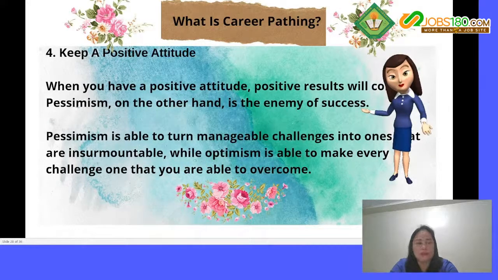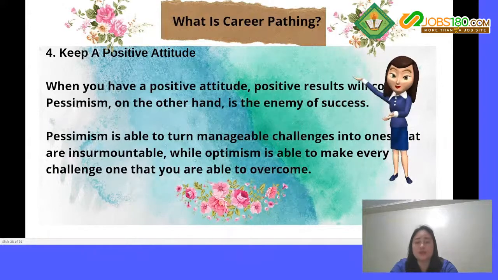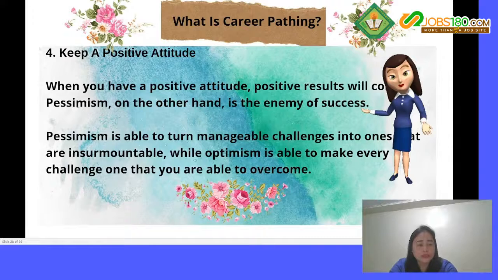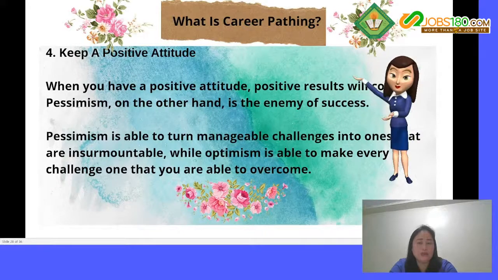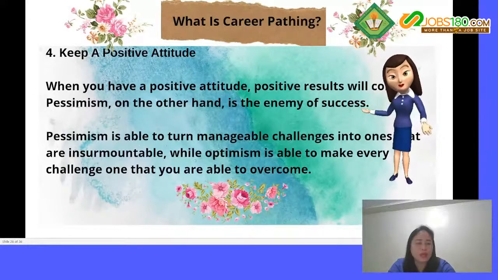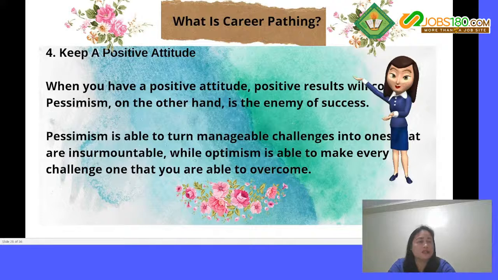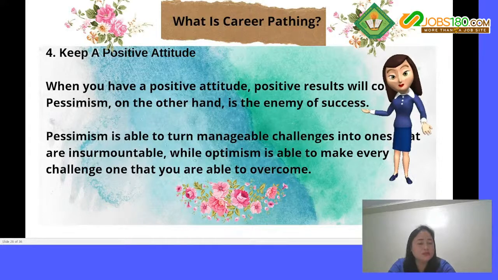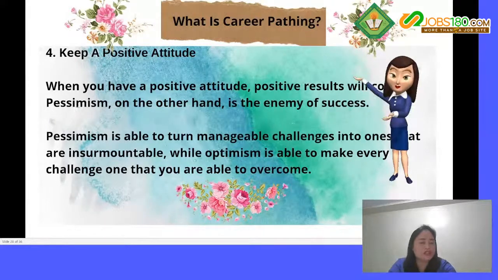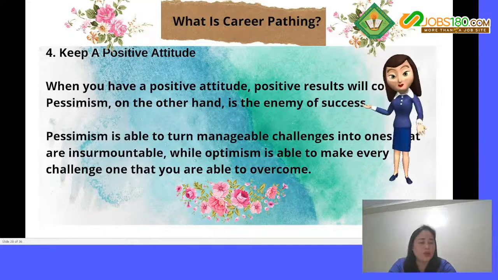Okay. When you have a positive attitude, positive result will come. Pessimism, on the other hand, is the enemy of success. Pessimism is able to turn manageable challenges into ones that are insurmountable, while optimism is able to make every challenge one that you are able to overcome.